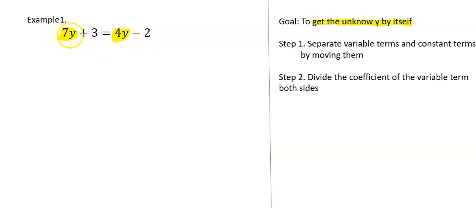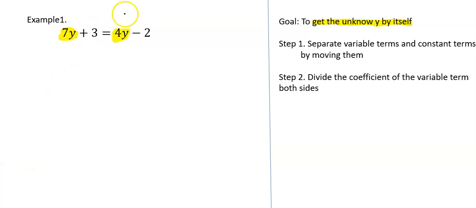And in order to get y by itself, first we need to combine these two separate y's into a single one. And so we can get y by itself. And in order to do that, we could move y from the right-hand side to the left-hand side. But when we move 4y to the left-hand side, we have to remember to change the sign.